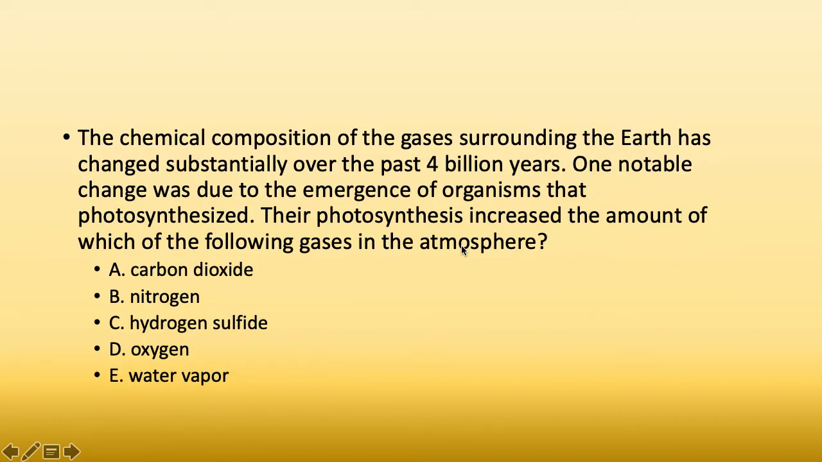Chemical composition of gases surrounding Earth has changed substantially over the past 4 billion years. One notable change was due to the emergence of organisms that photosynthesize. Their photosynthesis increased the amount of which of the following gases in the atmosphere? A, oxygen, D. It's D, oxygen.